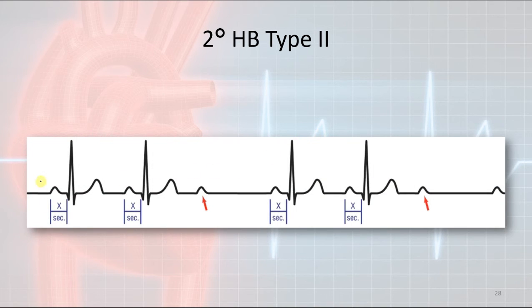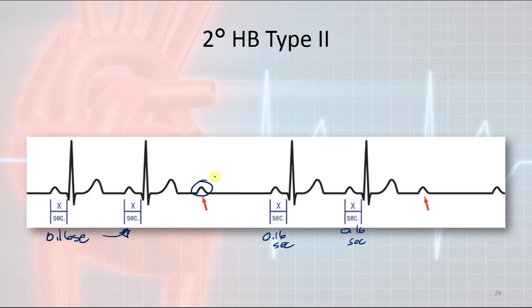For example, you have a PR interval here, and let's just pretend that this is a normal PR interval of 0.16 second. All of your PR intervals are going to be consistent. This will be 0.16 second. This will be 0.16 second. All of these PR intervals are going to be constant, but you will have a dropped P wave, or I'm sorry, you will have a dropped QRS with this P wave.